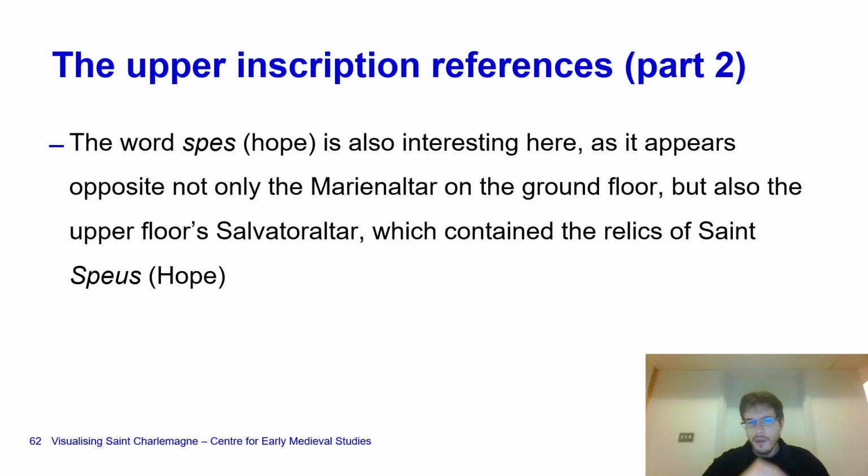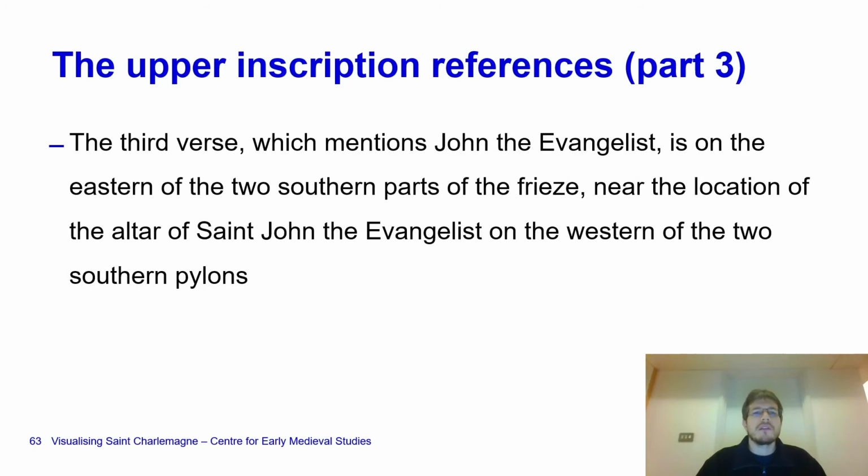Now the word spes, hope, is also interesting here. It appears in the inscription opposite not only the Marian altar on the ground floor, but also the upper floor Salvator altar, so the altar of Christ, which also contained the relics of Saint Spes, hope. One could say, okay, lucky accident. The third verse, however, which mentions Saint John the Evangelist, is on the eastern of the two southern parts of the frieze, near the location of the altar of Saint John the Evangelist on the western of the two southern pylons. Okay, another happy occurrence, one could say.